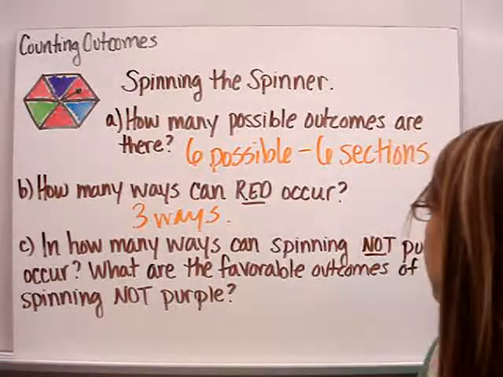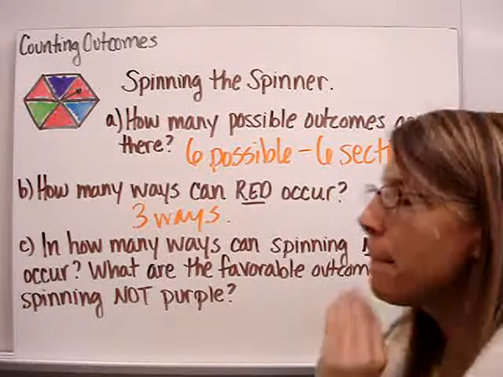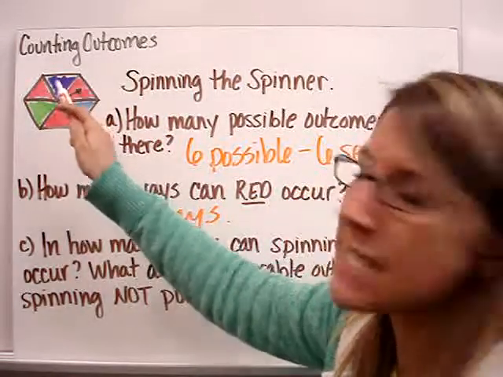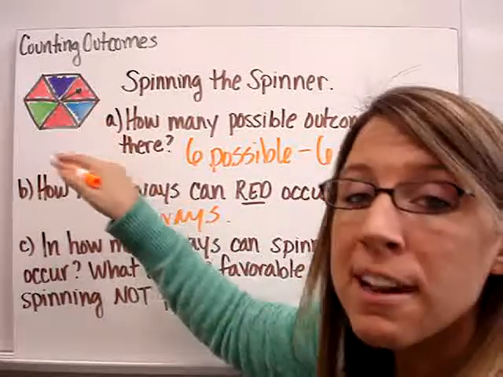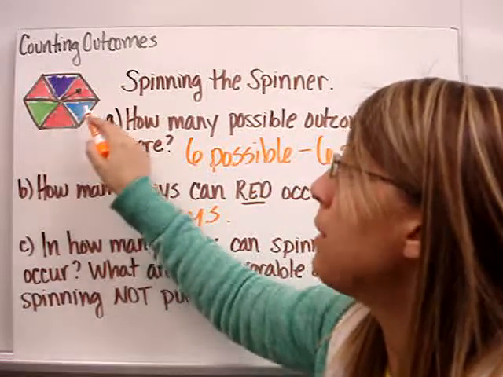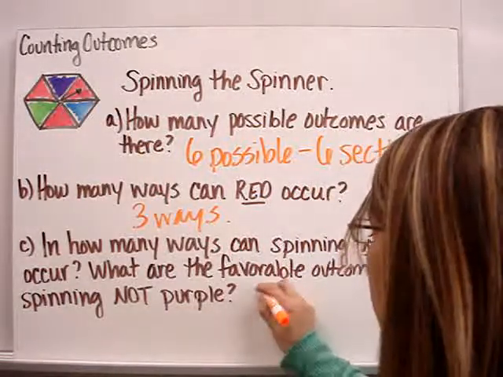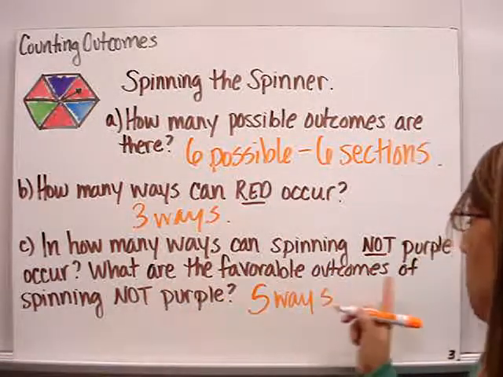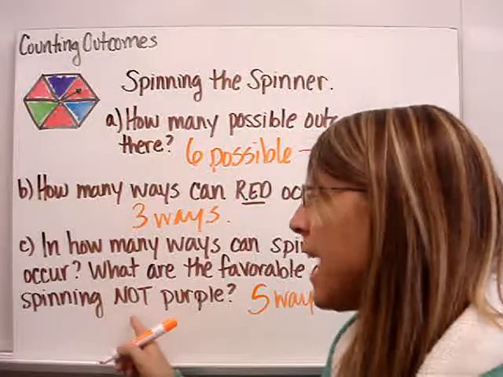In how many ways can spinning not purple occur? Not purple. Well, we have 1 purple sector, but how many not purple do we have? 1, 2, 3, 4, 5. So the answer to that would be 5 ways. What are the favorable outcomes of spinning not purple?